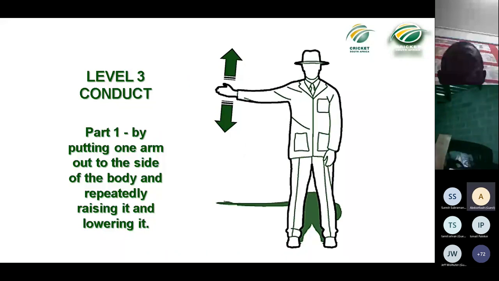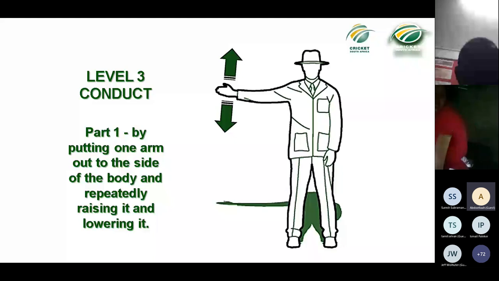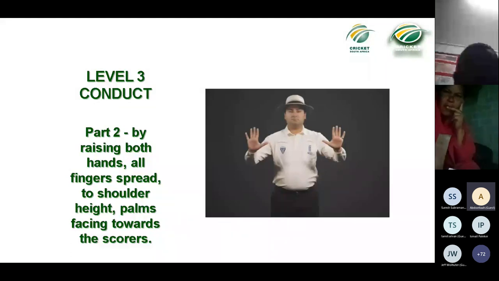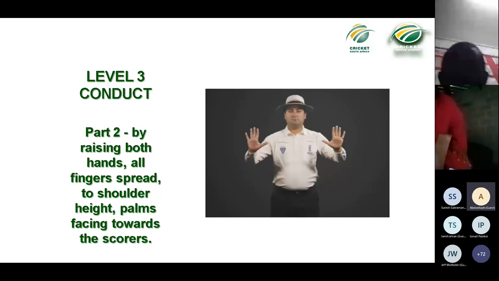Level 3 conduct. If a level 3 offense happens on the field of play, two signals need to be made. The first signal is where you put your hand to the side of your body and you raise your hand up and down, similar to a traffic cop. So that is the first part of the level 3 signal. The second part of a level 3 signal is to raise your two hands below shoulder height with your palms facing towards the shoulders. It's important that it needs to be below head level, because if you keep it above head level, it's going to look like a boundary six. It needs to be two hands in front of your body below head level.